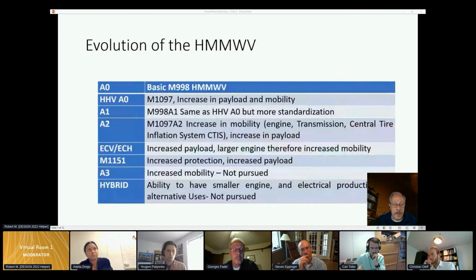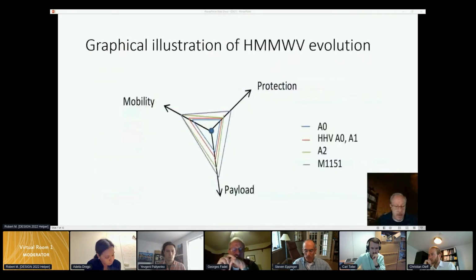The Humvee itself evolved over the years, addressing mobility, payload, and standardization. These are some of the variants of that vehicle, not all of them, but they show the progression. Displaying this evolution on a star diagram, we see that all criteria were progressively addressed and improved. What is not shown is the cost aspect of these changes.